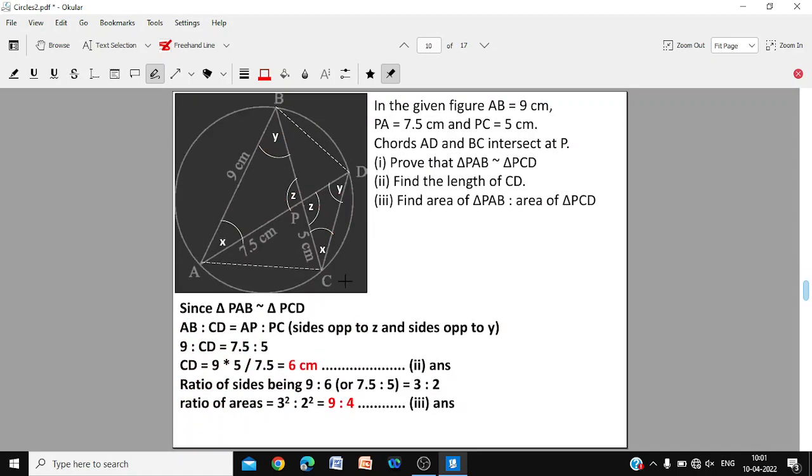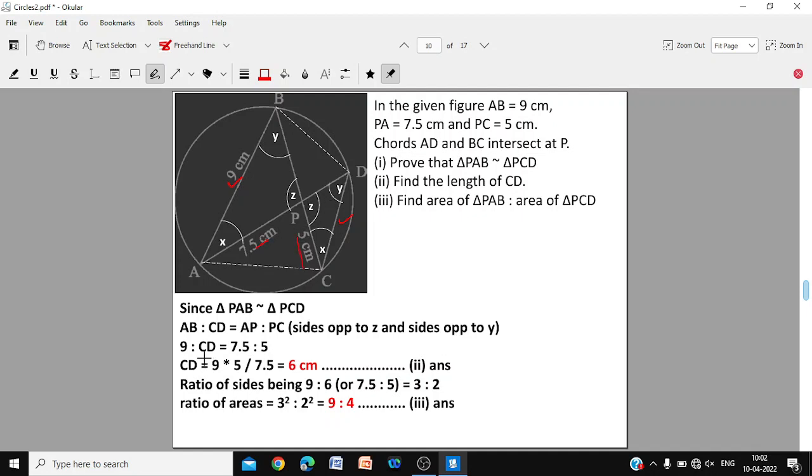Now, since they are similar, the ratio of the corresponding sides must be equal. So take the sides opposite to Z and opposite to Y. Opposite to Z, this side is 9 centimeter, and here this CD, which you have to find out, is opposite to Z. Which one is opposite to Y? Opposite to Y is 7.5, and here opposite to Y is 5.